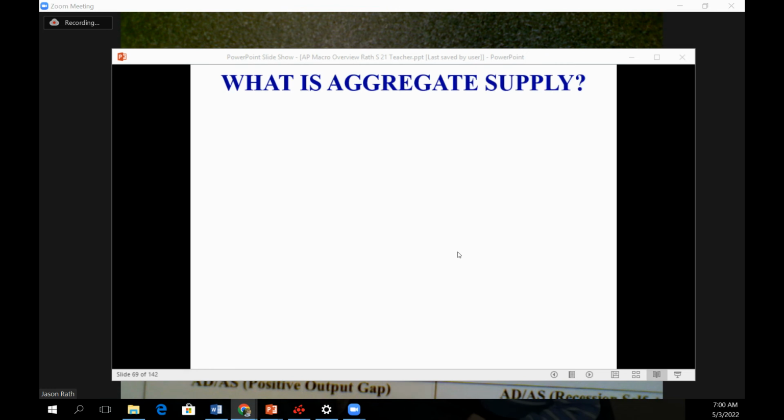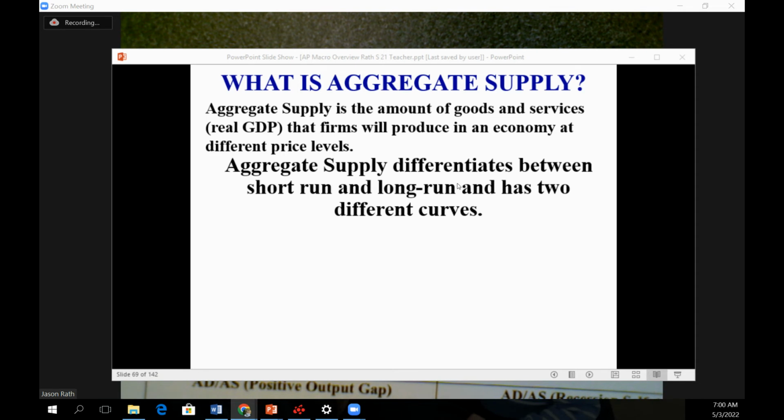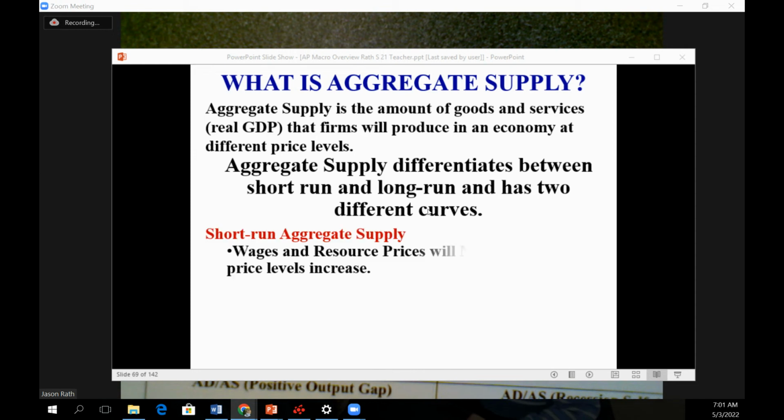Aggregate supply. Aggregate supply is the amount of goods and services that a firm will produce in an economy at different price levels. Aggregate supply differentiates between the short run and long run, and that's two different curves. I put on your review sheet something, I forgot to mention this to you guys, but it's always funny, from John Maynard Keynes: in the long run, we're all dead. So he doesn't think about long run. He always thinks about short run. We're talking about these types of things.